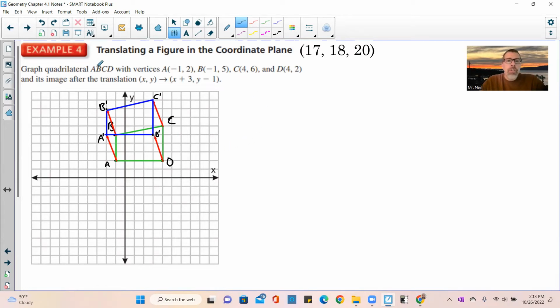So it says to graph the quadrilateral and its image after this translation. So the green was the pre-image and the blue is the image. Okay, so that's how you translate a figure. So now you should be able to do 17, 18, and 20 on your exercises.